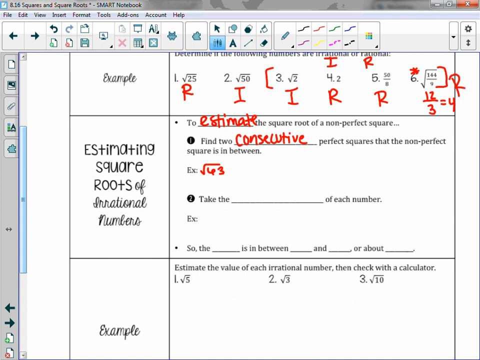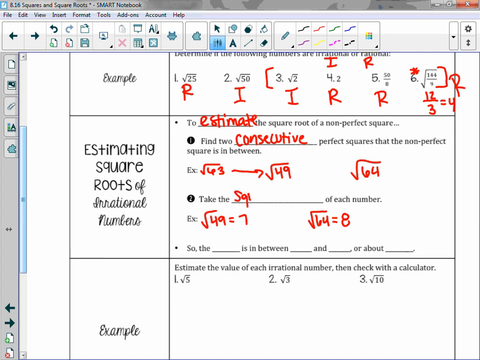Because it's in between which two perfect squares? 64 and 49, right? Because it was still 7 point something. Where did the 7 come from? About 49, right? Good. So it's in between 49 and 64. There are no other perfect squares between 49 and 64, because the square root of 49 is 7 and the square root of 64 is 8. There are no whole numbers in between those two.